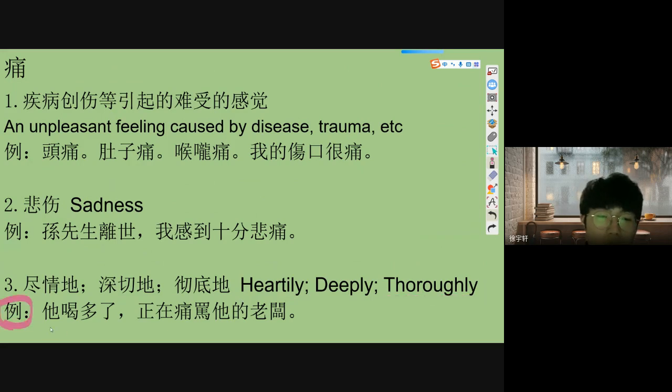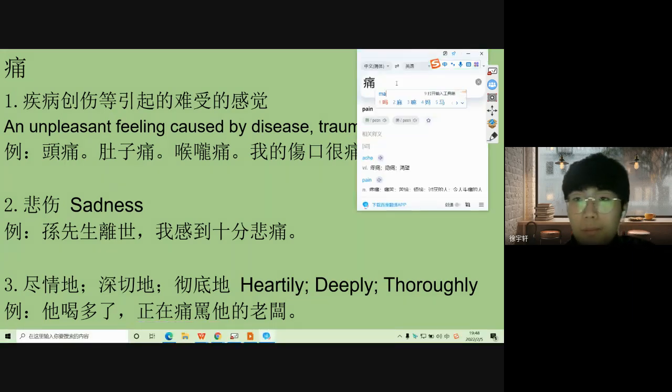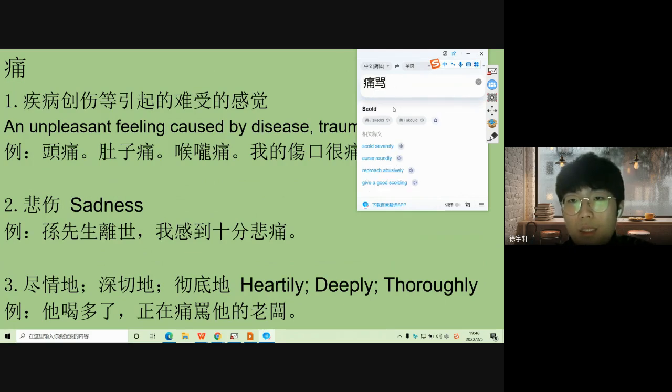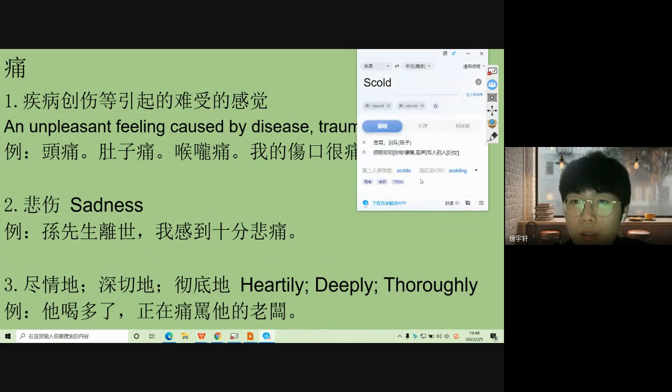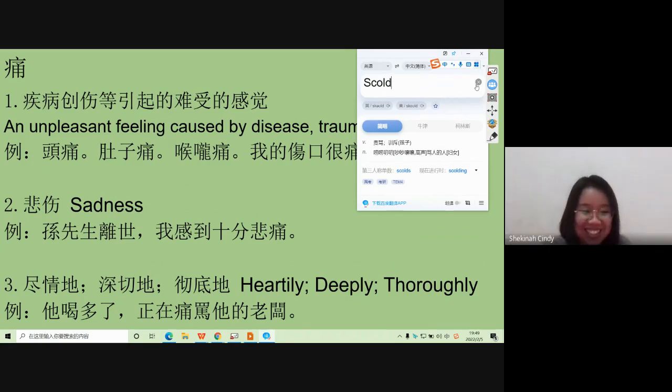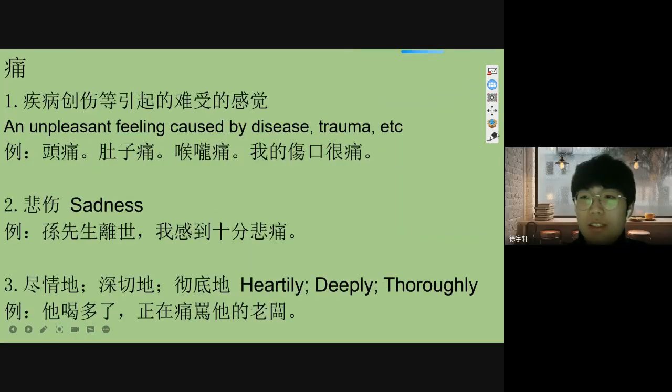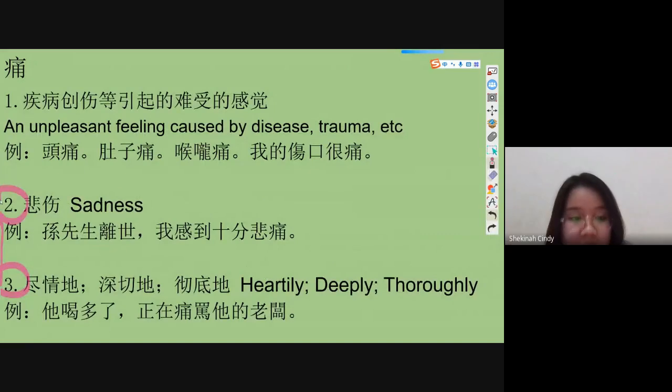For example, 他喝多了，正在痛骂他的老板。He got drunk and he's scolding his boss fiercely. I believe he will be kicked out of his company. Okay, so can you understand 痛 now?